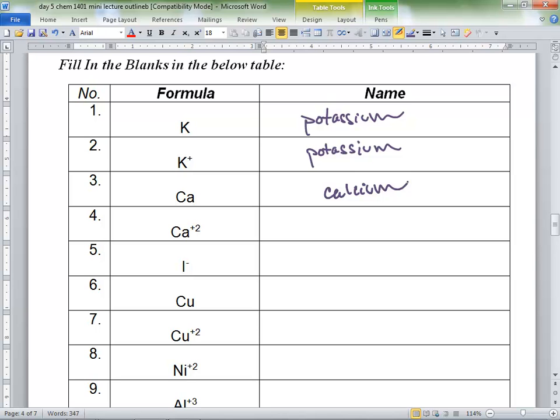No, ide is always negative charges. This is a positive charge. Just calcium again. And you don't say calcium 2 because it's in group 2. It's just calcium again.